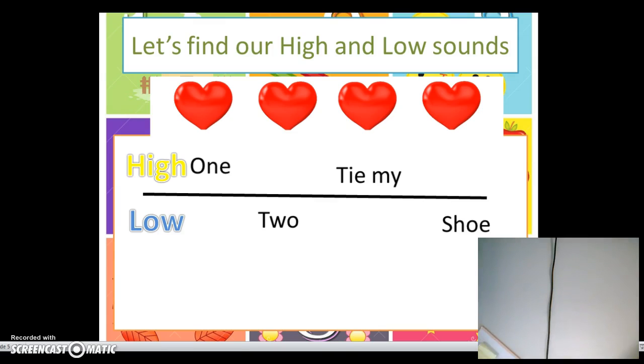Let's listen to those high and low sounds. 1, 2, tie my shoe. So we have high, low, high, high, low.